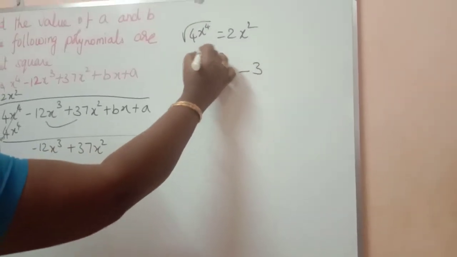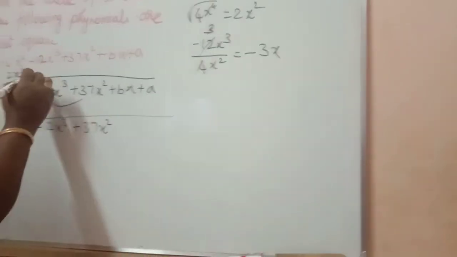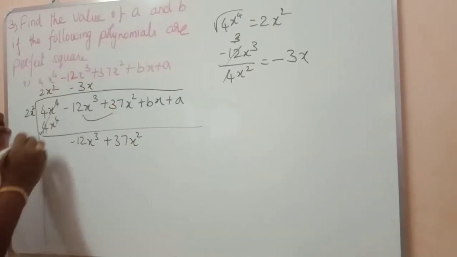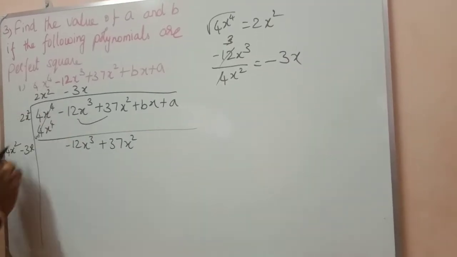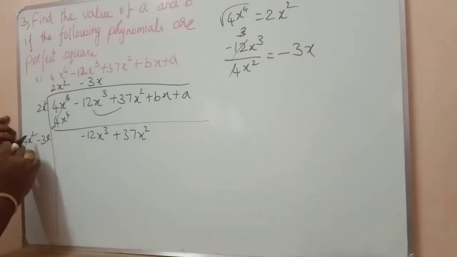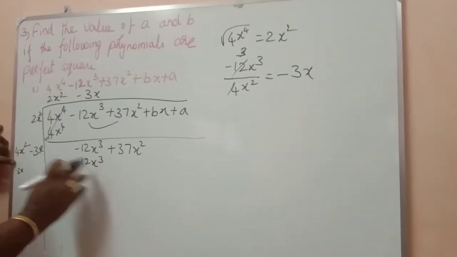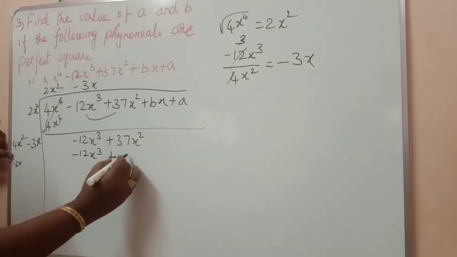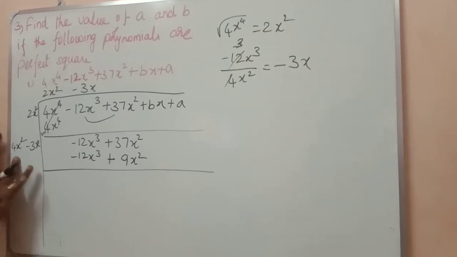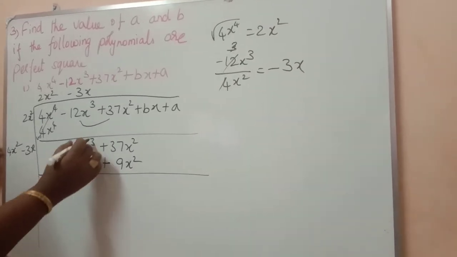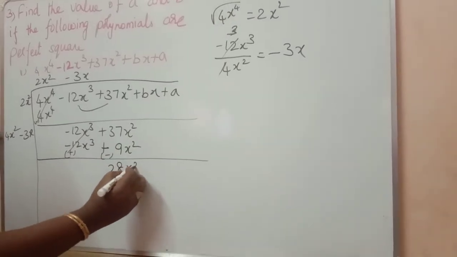3, then x cube by x square, subtract the power, x. So minus 3x, like the same here also minus 3x. So minus 3x we have to multiply with these two terms. So minus into plus minus, 3 fours are 12 x into x square, x cube. Minus into minus plus, 3 threes are 9 x square. Okay. Next change the sign, it will be cancelled. 37 minus 9, 28 x square.